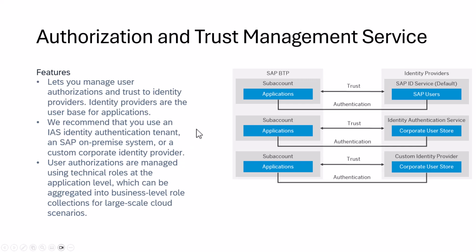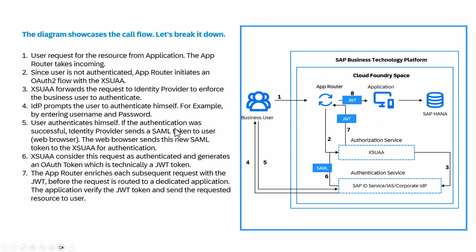Let's assume that you built an application in CAP and you have deployed it to the Cloud Foundry environment. And let's say you want to authenticate users against this CAP application. In this case, what you would do is the app router comes into play.